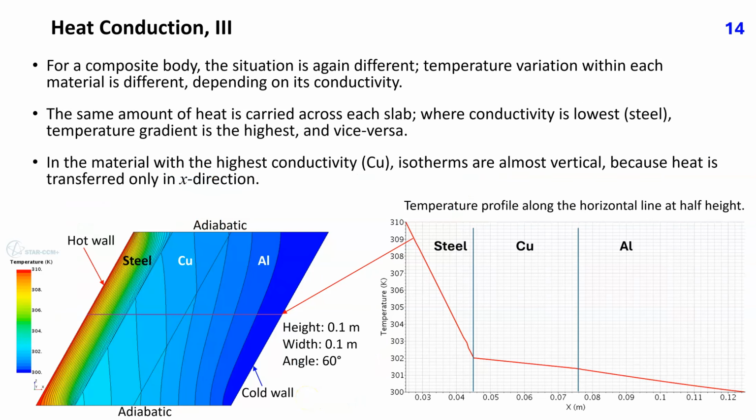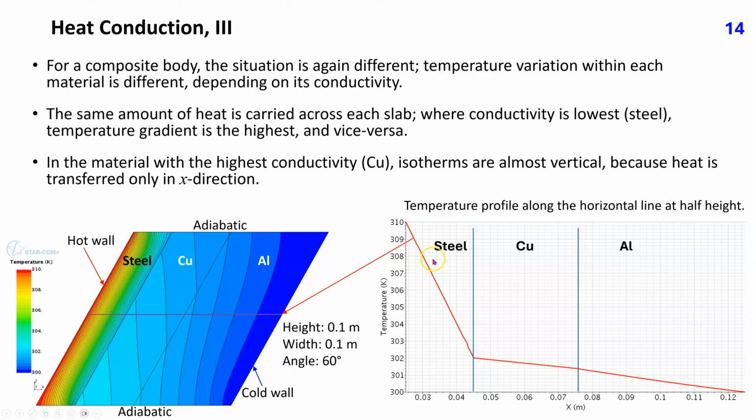For a composite body, the situation again changes. Temperature variation within each material is different depending on its conductivity. The same amount of heat is carried across each slab because top and bottom walls are adiabatic. Where conductivity is lowest, in steel, temperature gradient is the highest and vice versa. In the material with the highest conductivity, copper, isotherms are almost vertical because heat is transferred only in x direction.